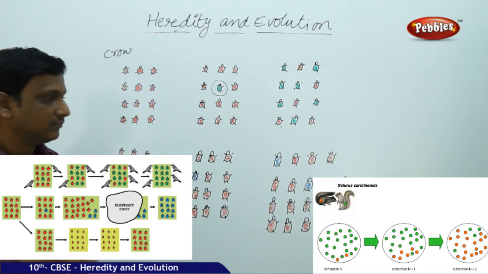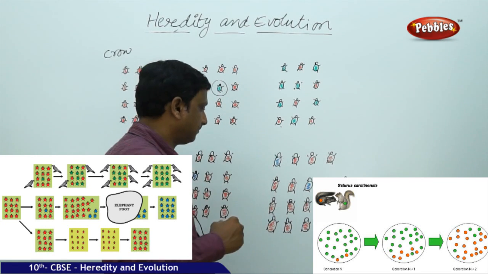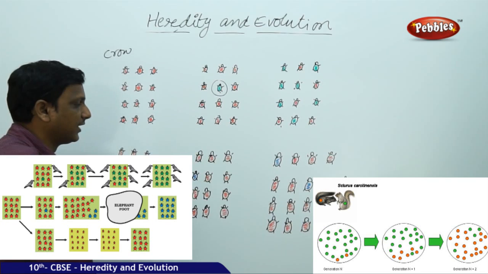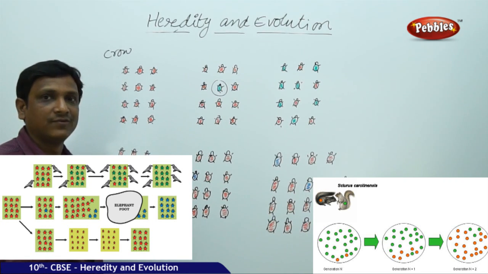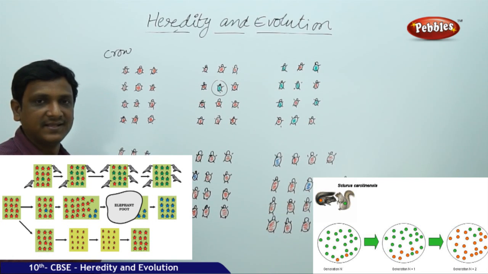So the red beetle population is more. The crows are identifying the blue color, so the blue population is less. So here the variation is not advantageous, in this case, in the second situation.